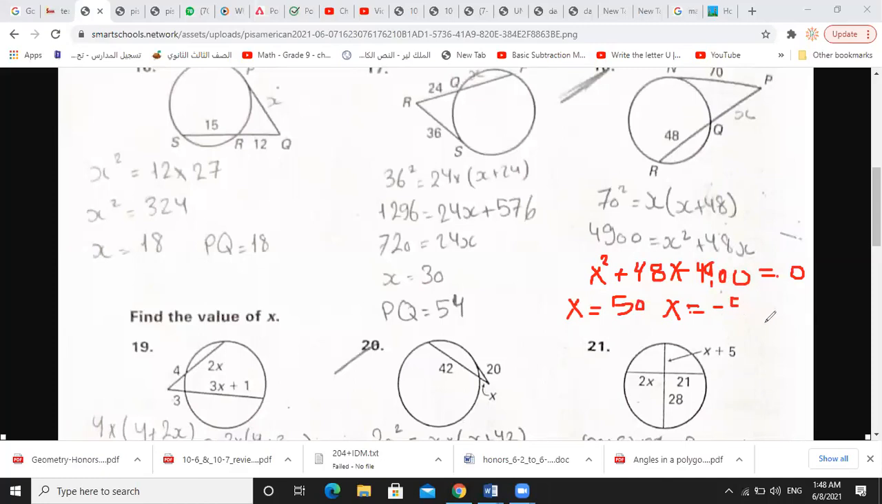Will we accept both values of x, or will we refuse one? We will accept both. We can't accept this. We will only accept it. Yes, we will accept only the positive value, which is 50, right? Because the length of BQ is x.